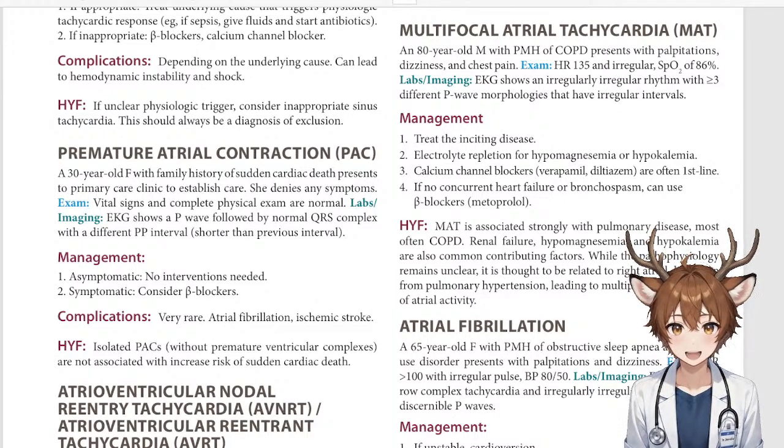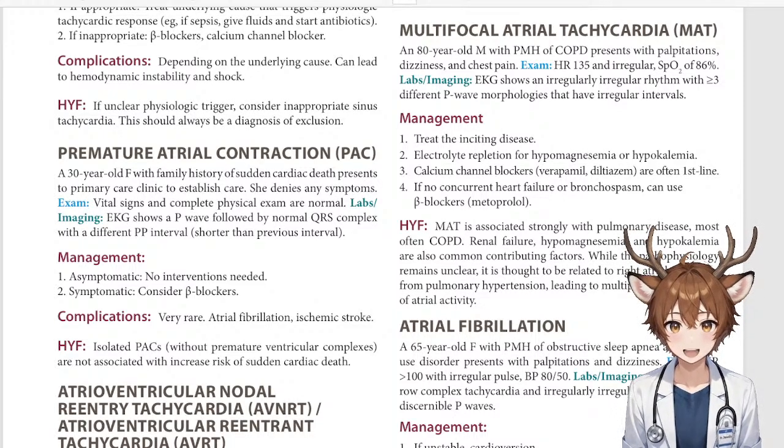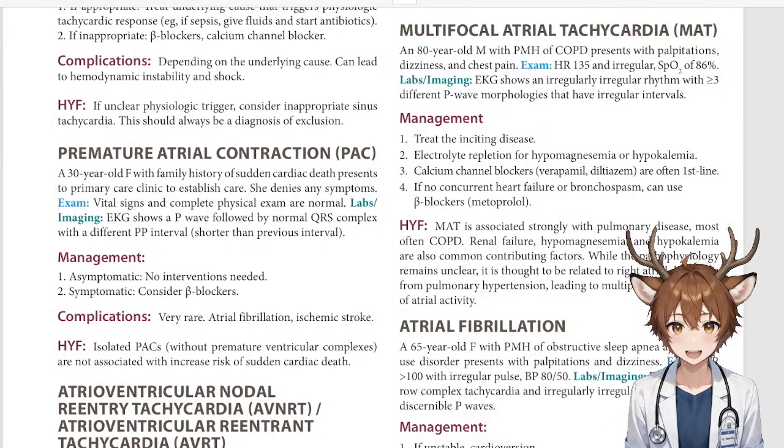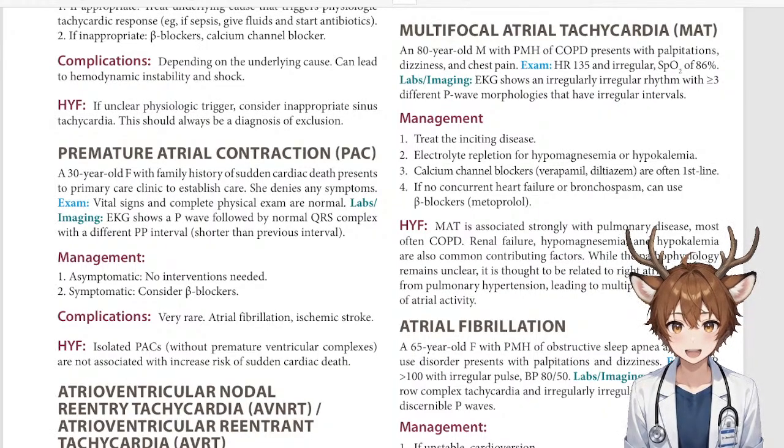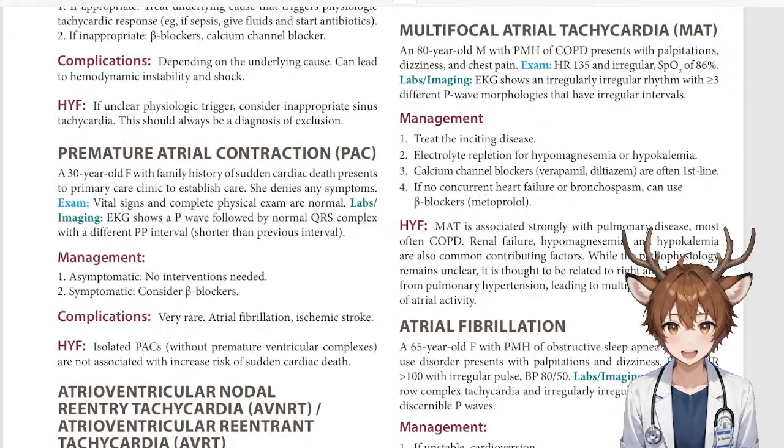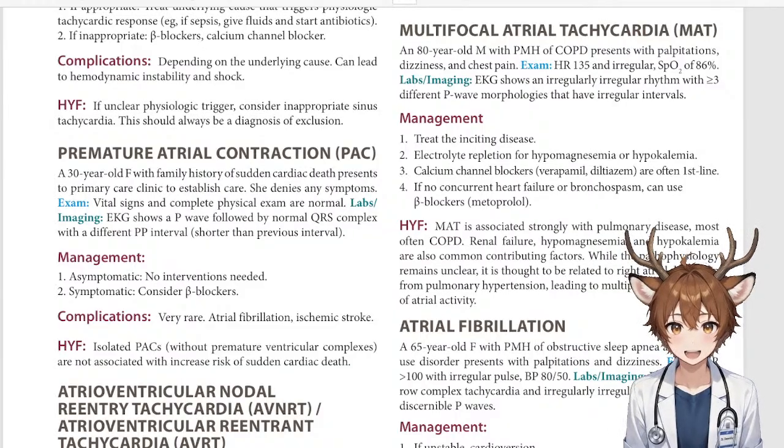High-yield fact about multifocal atrial tachycardia. MAT is associated strongly with pulmonary disease, most often COPD. Renal failure, hypomagnesemia, and hypokalemia are also common contributing factors, with the pathophysiology remaining unclear. It is thought to be related to the right atrial distension from pulmonary hypertension, leading to multiple competing sites of atrial activity.